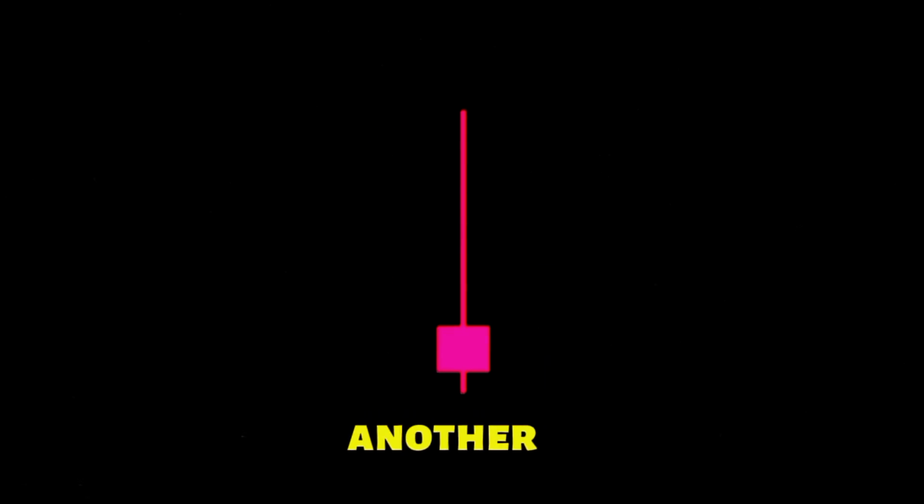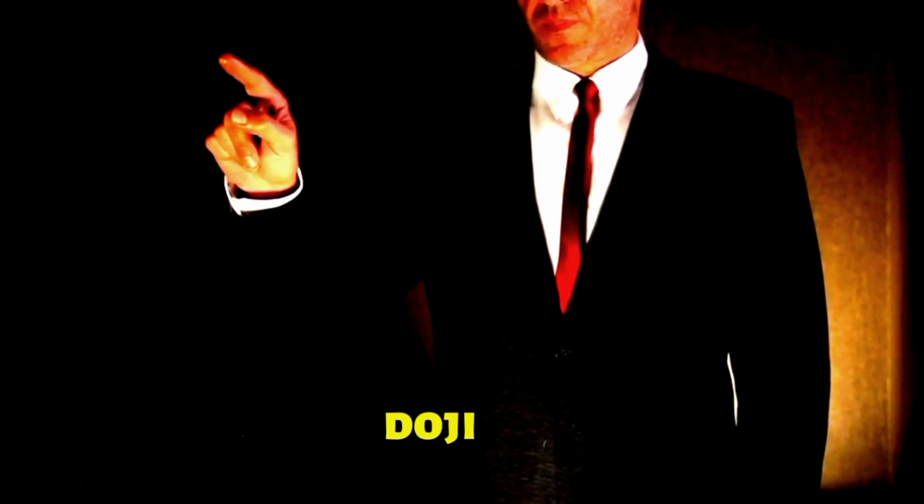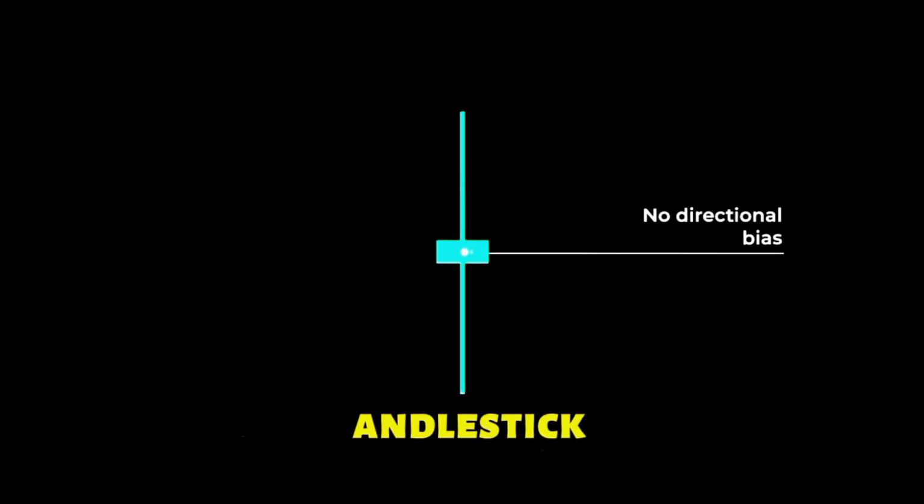If we find another confluence at this point, then we can place a sell trade below the low of the pin bar and we can keep our stop loss just above the pin bar. Pattern number 3, Doji. The Doji pattern is probably the only candlestick pattern that does not give us directional bias. However, it is essential to understand this pattern.